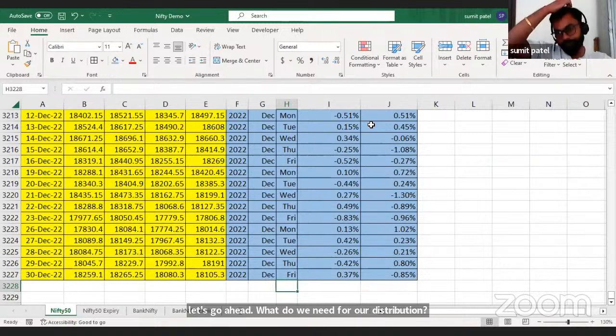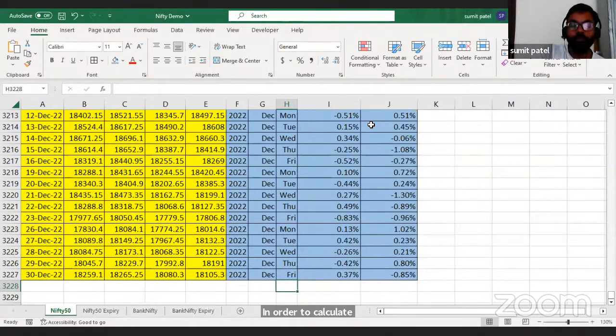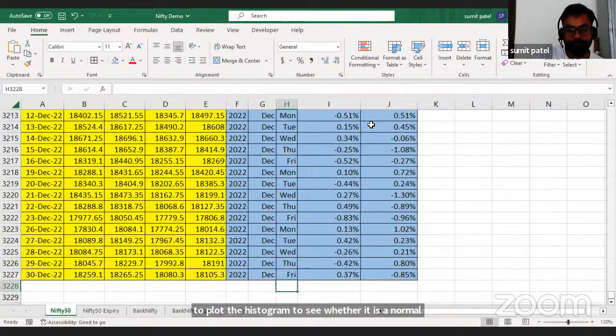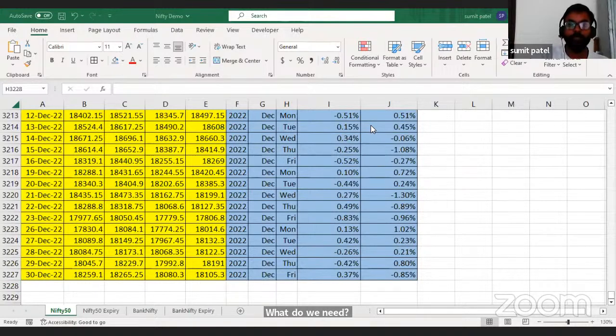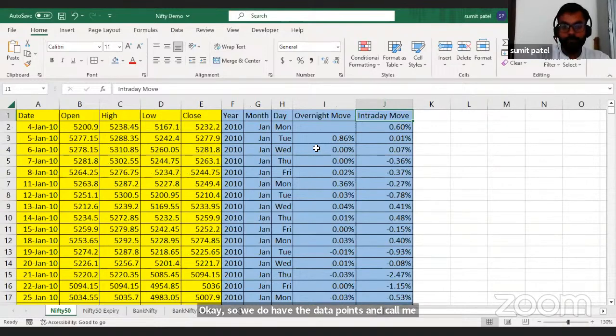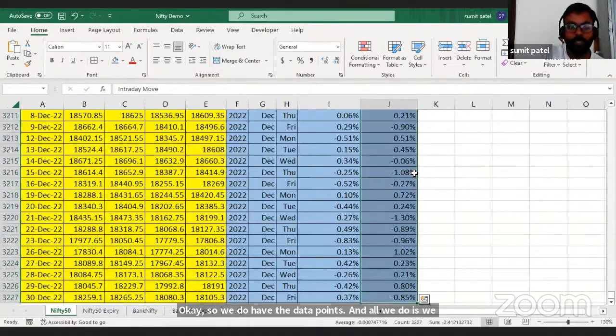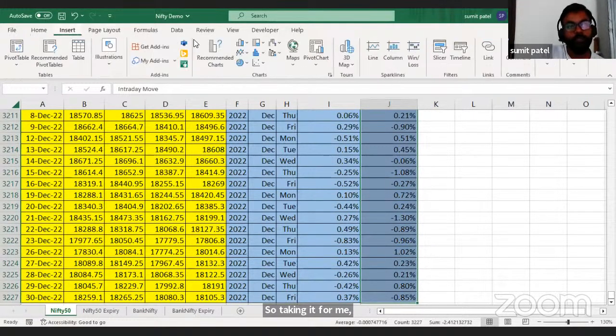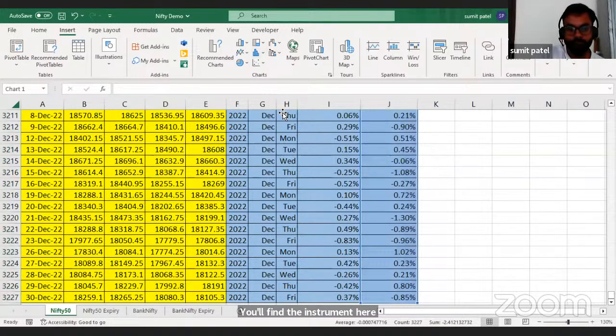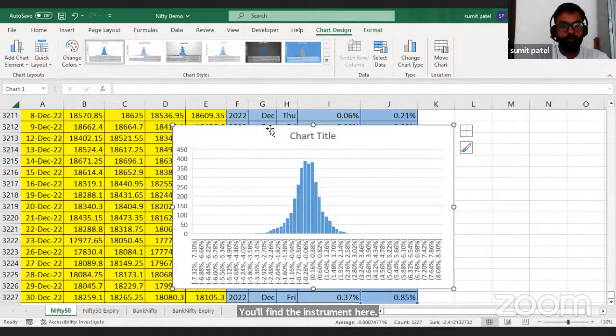In order to calculate a normal distribution, or in order to plot the histogram to see whether it is a normal distribution or not, what do we need? Yeah, we need the histogram and the data points. Okay, so we do have the data points, and all we need is a histogram. So I'm taking it for the intraday move. Let's insert. You'll find the histogram here. Let me put it on top.